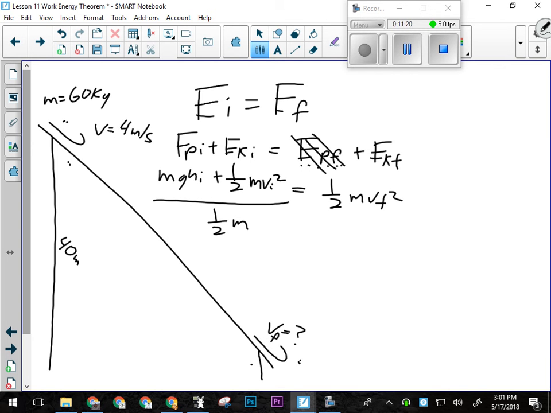Have we done a couple of questions kind of like this already with the work energy theorem? Okay, similar to that. All right, so now this is gone. That solves for v_f squared. I just want v_f, so what do I have to do to this whole thing? Square root it.